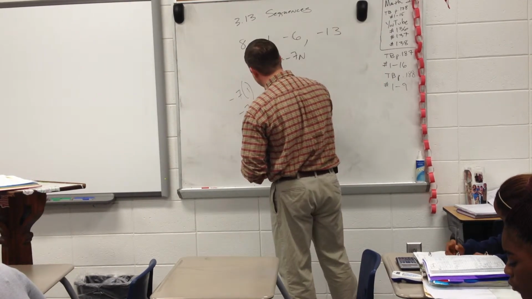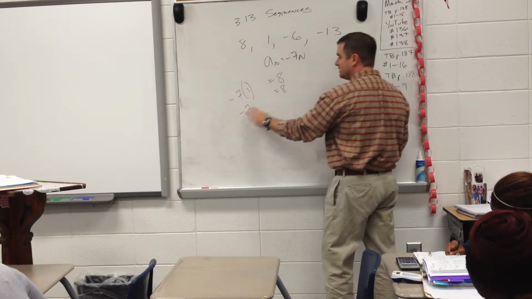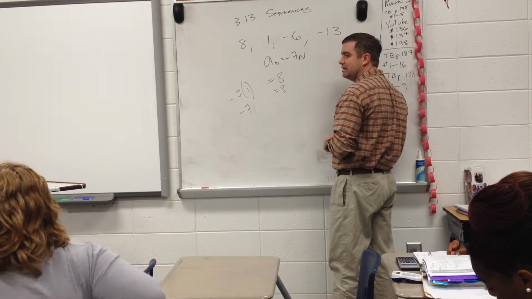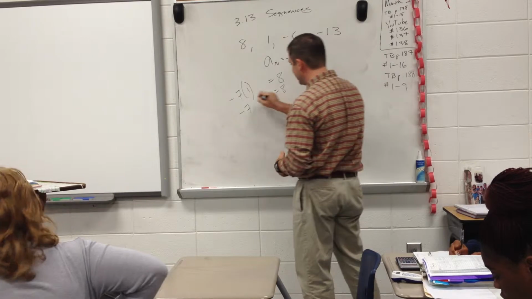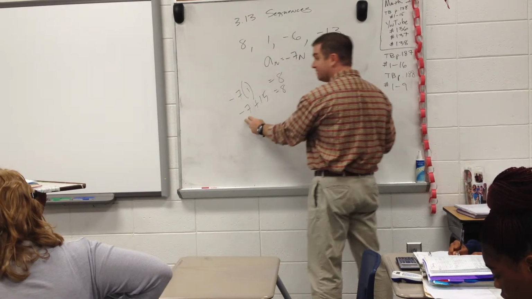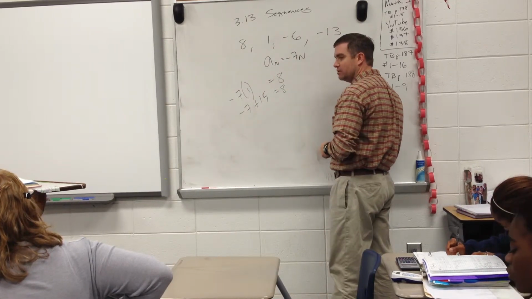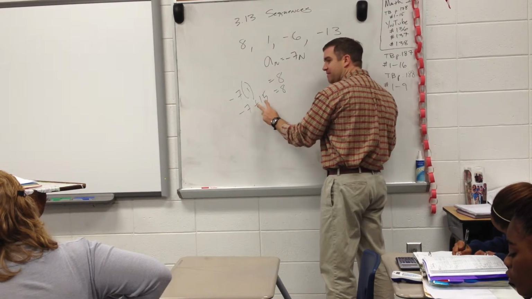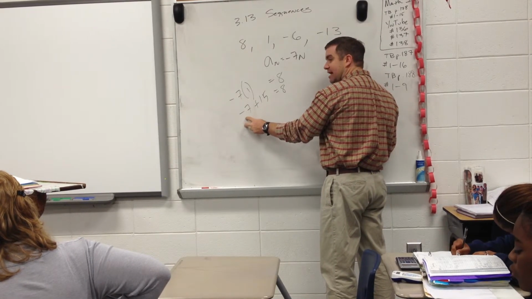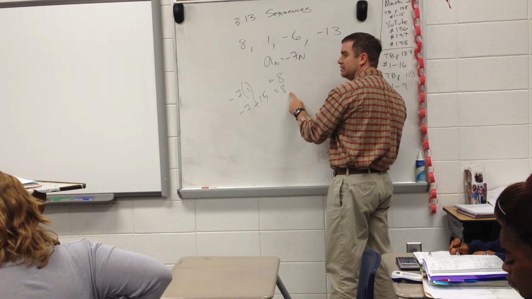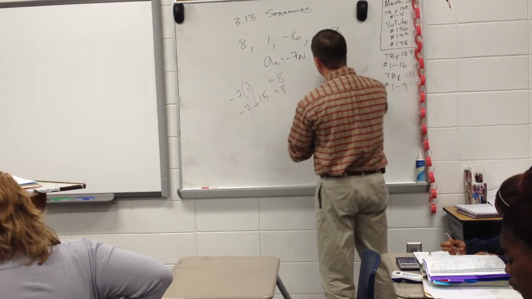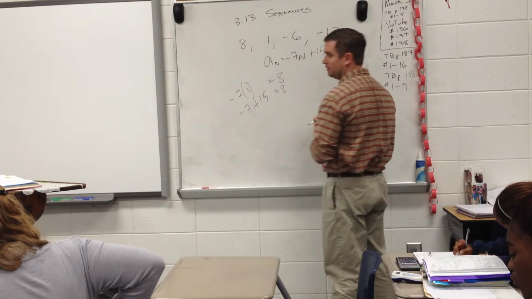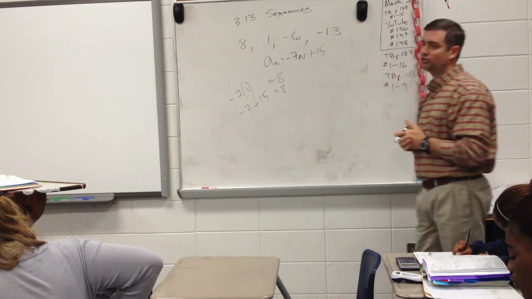What's negative 7 times 1? Negative 7. How do I turn negative 7 into positive 8? I have to add 15. Well, if I add 15, I just added 7 over. 7 plus 8 is 15. If I add 15 to negative 7, I'll get positive 8. So if I do it in this little scenario, then I need to do it in my formula. Then I need to check it to make sure I've done it correctly.